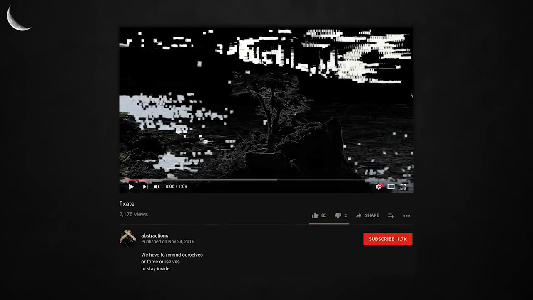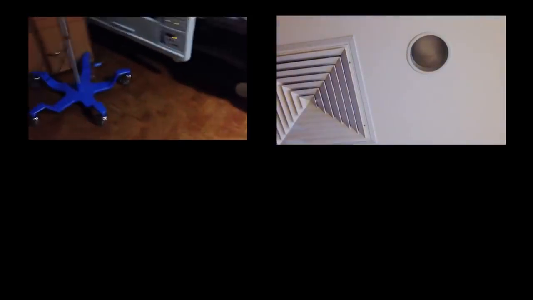The next video, Fixate, opens by displaying a distorted shot of a tree on a cliff, followed by close-up shots inside of a hospital. We can see the floor, the ceiling, signs, and various other zoomed-in shots of various items inside of that room. The video closes with a nighttime shot of the room window with the message that reads, "Fixate." Now, wait a minute.